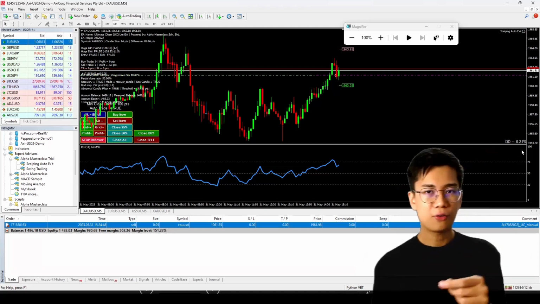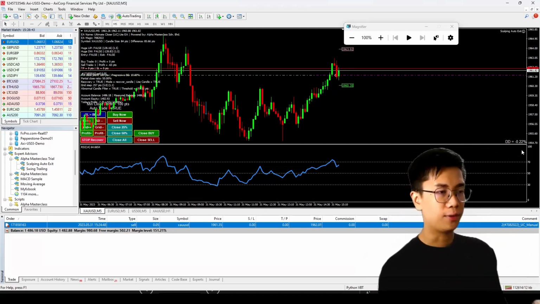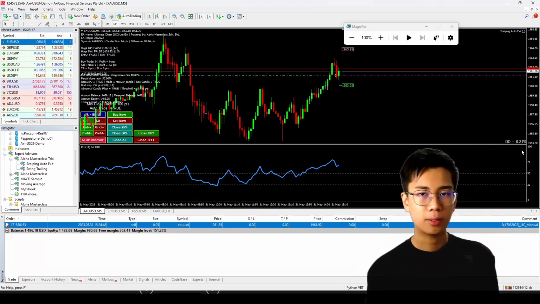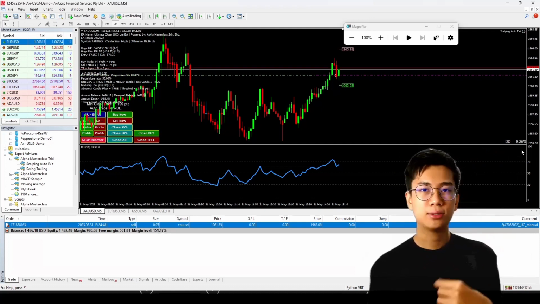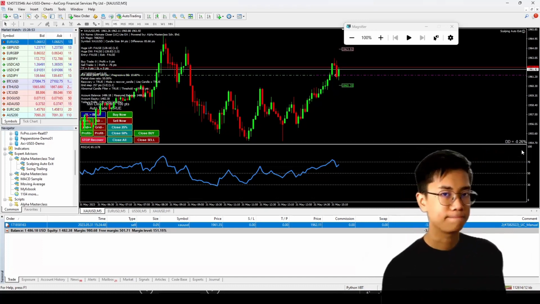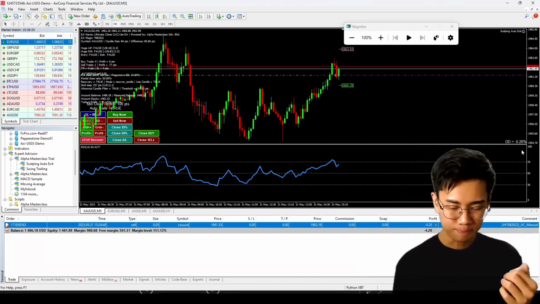Of course, we do have a full auto one, but for now, most of you guys are still at the very early stage of robots. So that's why we need to expose you first to how a robot closes a trade. Okay, that is the most important element.